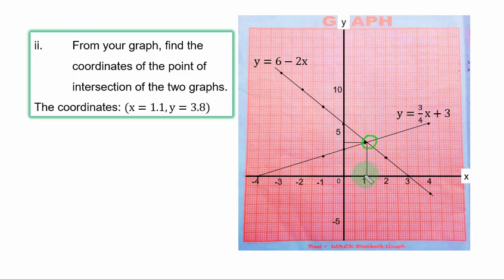That is 1.1. That is s. Then for y, this point is 4 and here is 3. Remember, on the y-axis, one line is 0.2 and it is on the fourth line from 3, that is 3.8. That is the coordinate of the point of intersection of the two graphs.